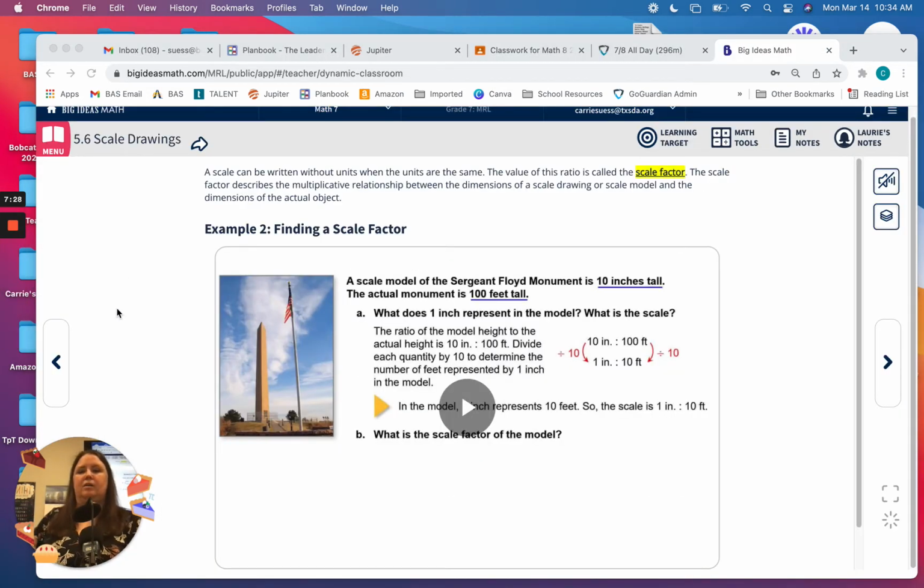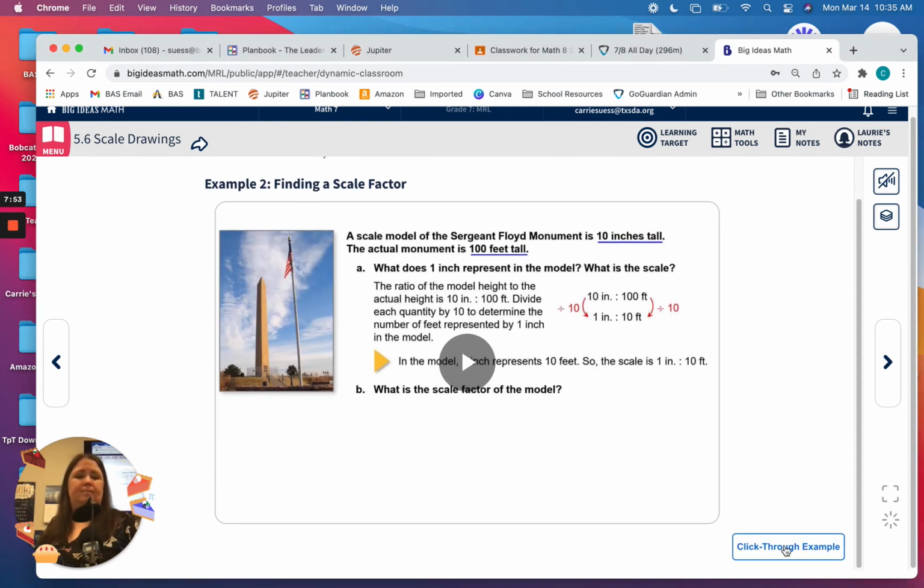So a scale can be written without units when the units are the same. So if it's feet to feet, you don't have to label it. The value of this ratio is called a scale factor. The scale factor describes the multiplicative relationship between the dimensions of a scale drawing or the scale model and the dimensions of the actual object. So let's do this example. Example 2, write this in your journals.